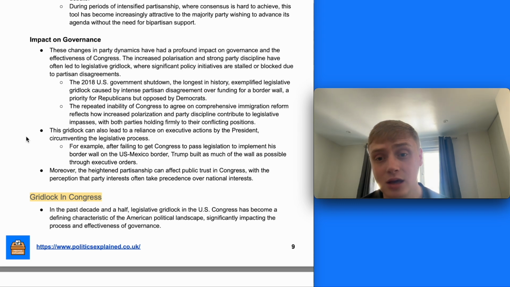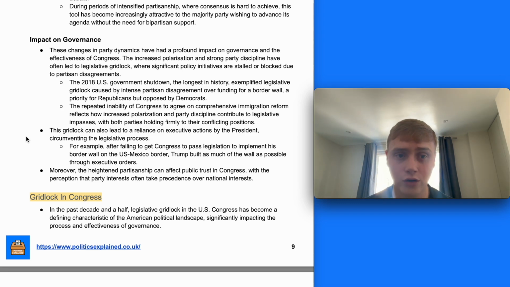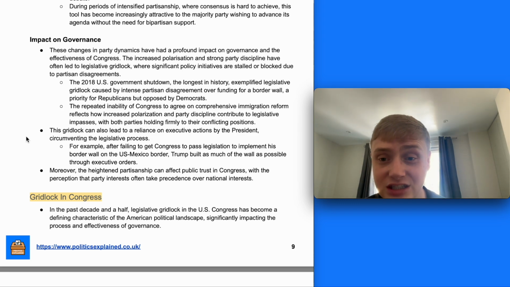The gridlock can also lead to a reliance on executive actions by the president, as they know they're unlikely to be able to get much done through Congress if they can't get the parties to work together. For example, after failing to get Congress to pass legislation to implement its border wall on the US-Mexico border, Trump built as much of the wall as possible through emergency actions and executive orders.